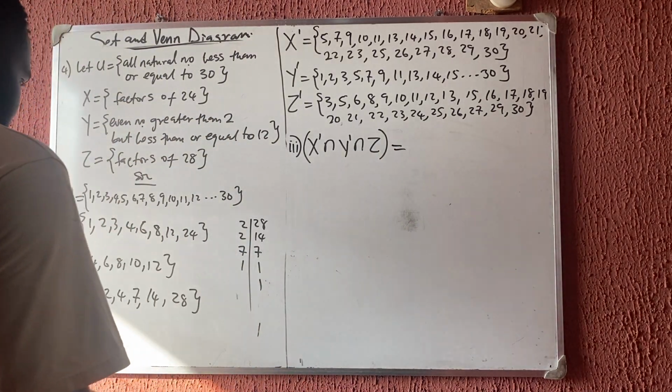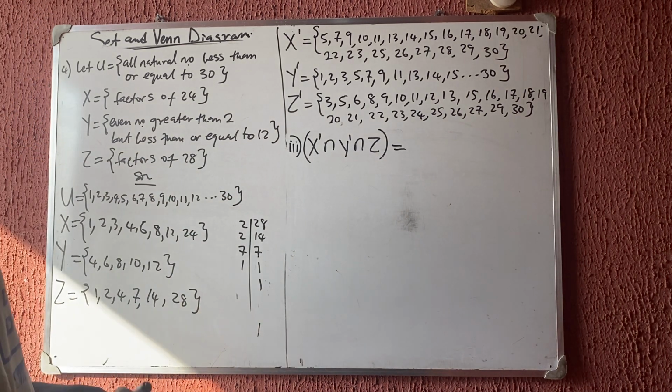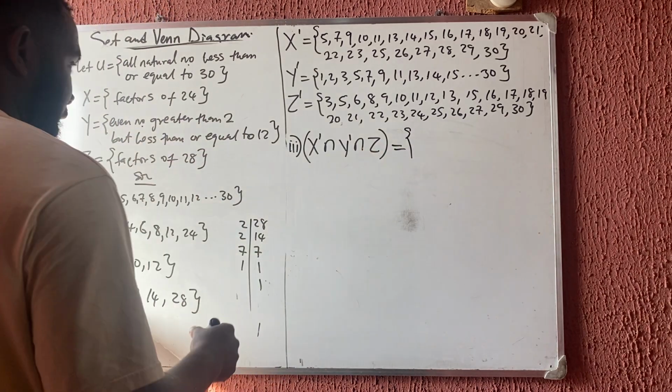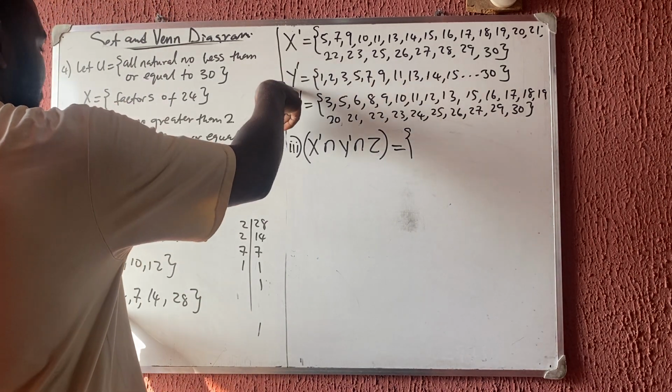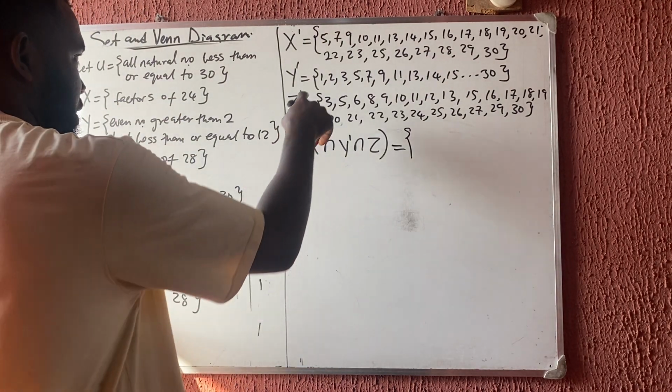So now, who is the smallest? The smallest person here is Z. So I'm using Z now to check what they have in common. So I'm checking Z with my X prime and Y prime. So 1 is here, 1 is here, 1 is not here. So I'm not taking 1. 2 is here, 2 is here, 2 is not here.